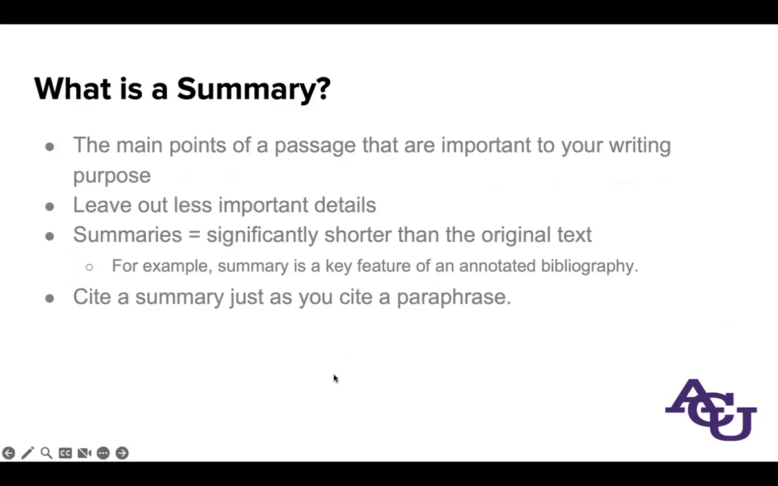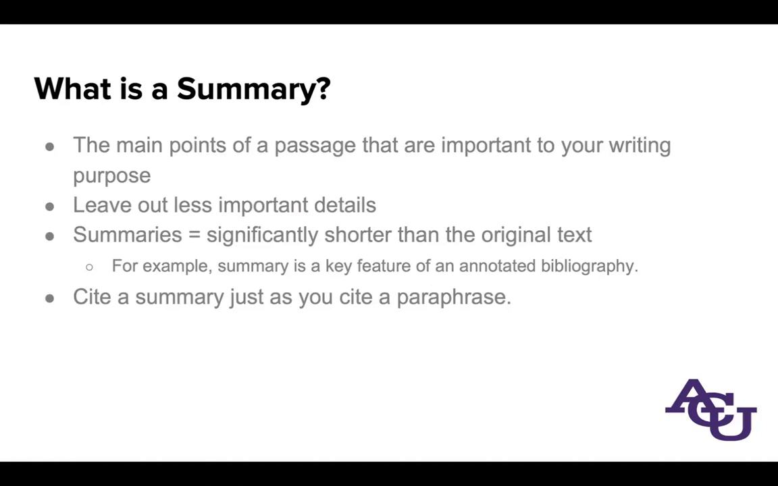So we're going to start first with what is a summary. A summary basically contains the points of a passage that are important to your writing purpose, and you leave out the other details. Summaries are significantly shorter than the original text that you are summarizing. Summarizing involves putting the main ideas into your own words, including only the main points. So it's pretty similar. In fact, it's the same in many ways as paraphrasing text, but it also involves condensing things down and determining what is important to include, what's not, what are the main points.